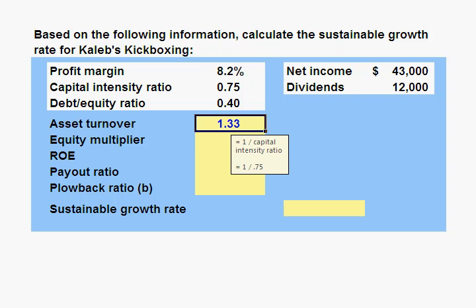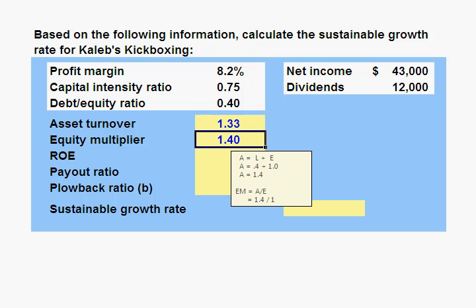Next, we can use the accounting equation to calculate our equity multiplier. A 0.4 debt-to-equity ratio means we have 40 cents in debt or liabilities for every dollar in equity. This means that we would have $1.40 in assets. Our equity multiplier, recall, is assets divided by equity, so the equity multiplier is 1.4.